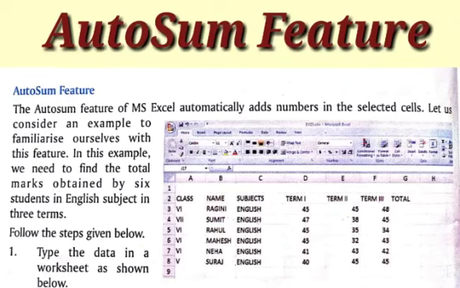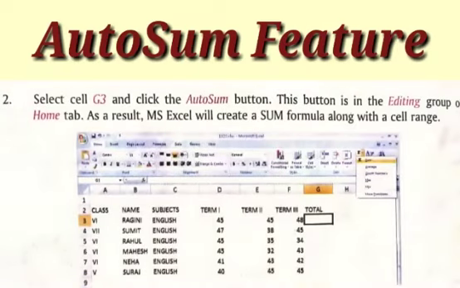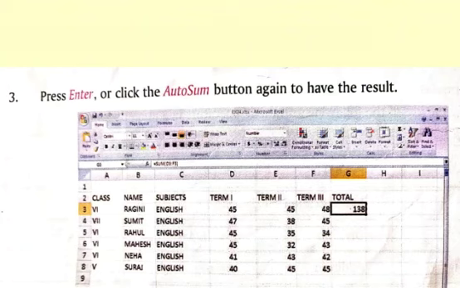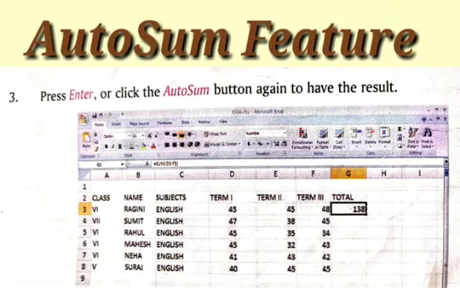The first step, type the data in a worksheet. The second step in the Autosum feature is to select the cell G3 and click the Autosum button. This button is in the Editing group of the Home tab. As a result, MS Excel will create a sum formula along with a cell range. The third step in the Autosum feature is to press enter or click the Autosum button again to have the result.